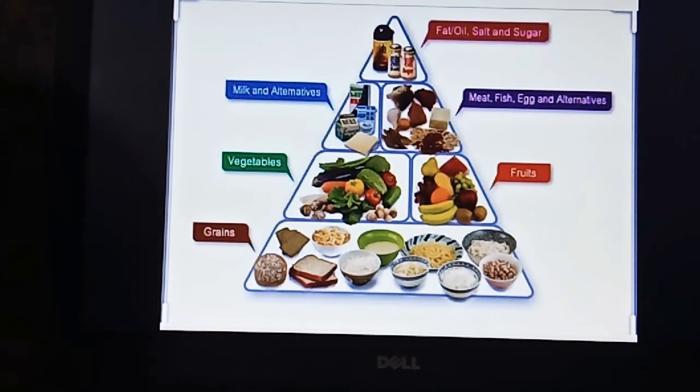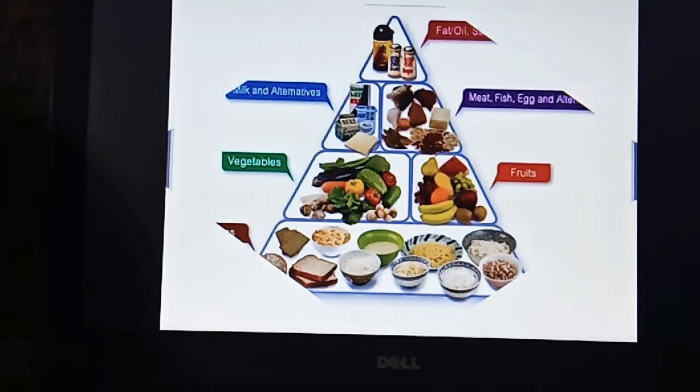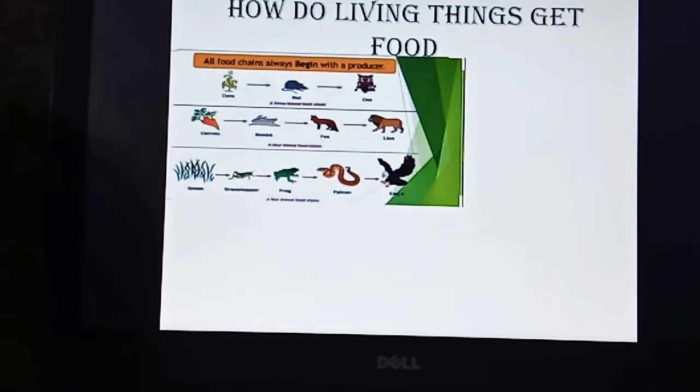Now the question arises, how do living things get their food? The methods of producing food by an organism are defined as the mode of nutrition. Different organisms have different modes of nutrition. Depending on the mode of nutrition, organisms can be classified into the following two main categories: autotrophic and heterotrophic.